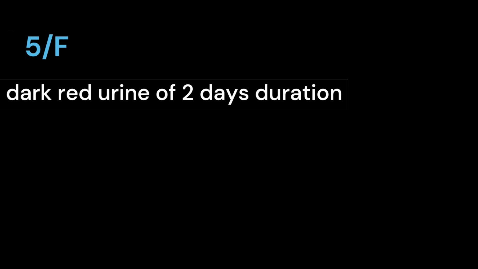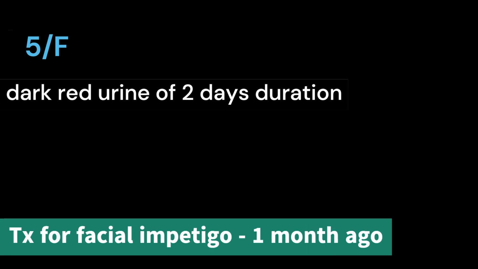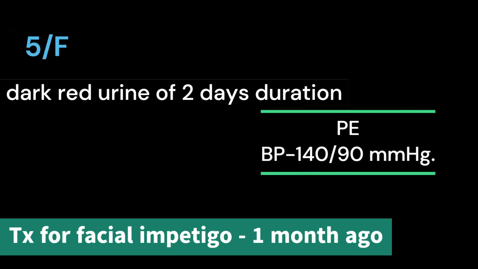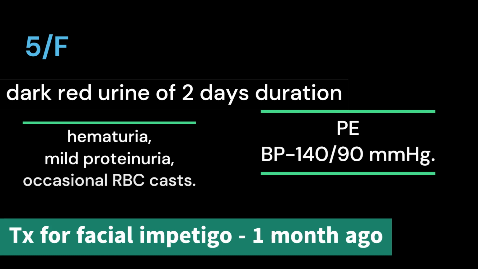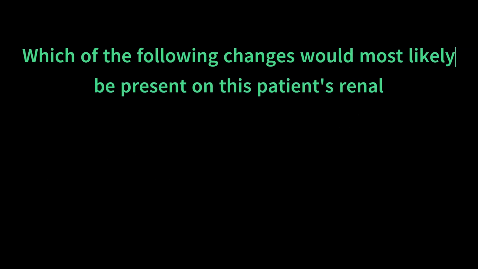The case scenario is: a 5-year-old girl is brought to the clinic due to 2 days of dark red urine. The patient was treated for facial impetigo 1 month ago. Blood pressure is 140/90. Urinalysis reveals hematuria, mild proteinuria, and occasional red blood cell casts. The question is, which of the following changes would most likely be present on this patient's renal biopsy?